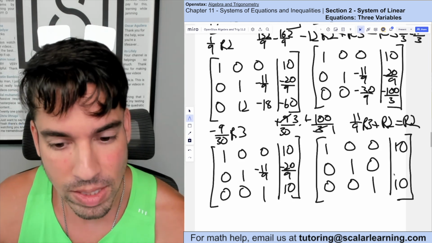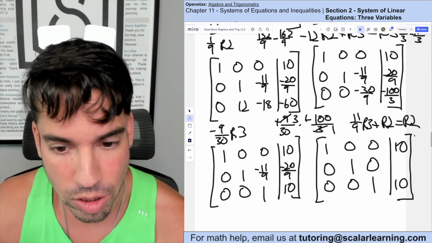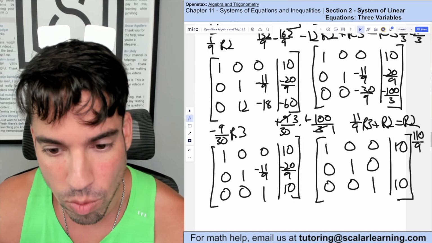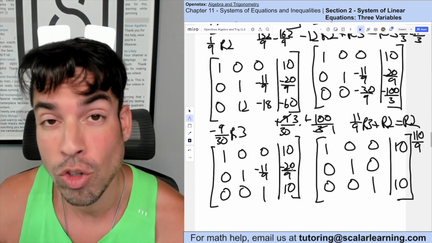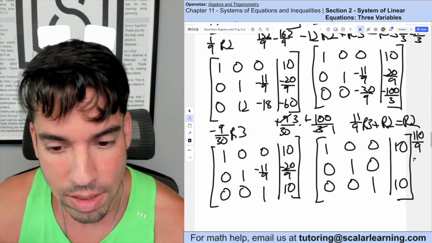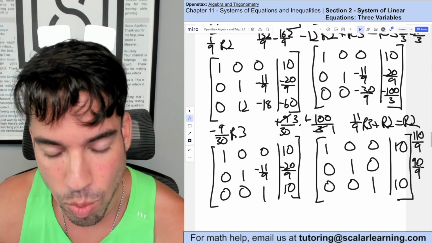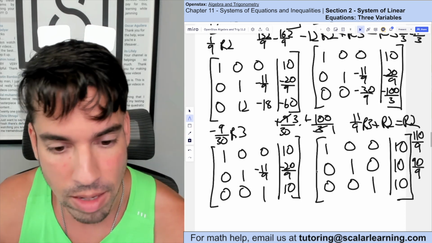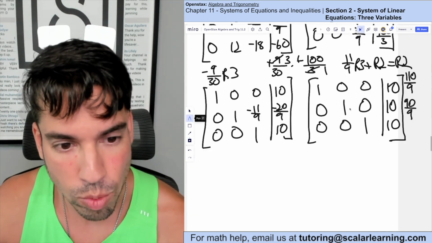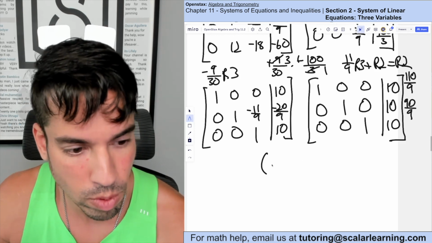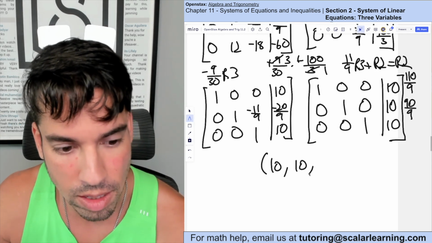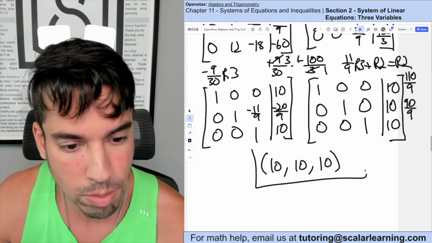Then we have 11 ninths times 10, which is 110 over 9. 110 over 9 minus 20 over 9 is 90 over 9. And guess what? That simplifies to 10. So that means every value x, y, and z is 10, 10, 10. So in the right format, we got 10, comma 10, comma 10. That's how you do it. Boom, done.